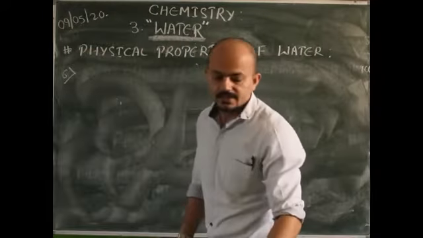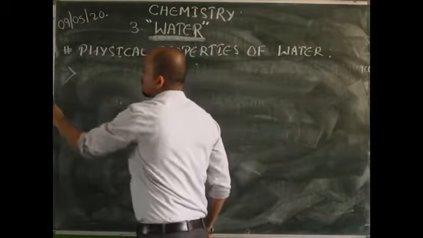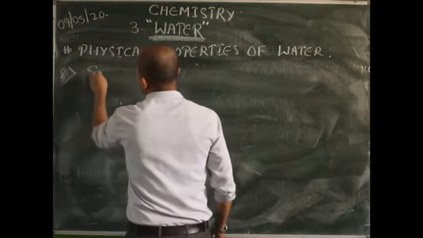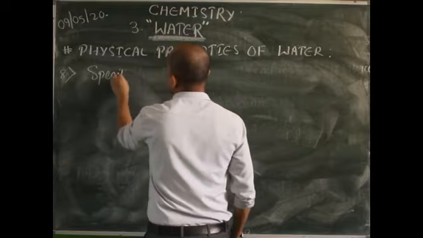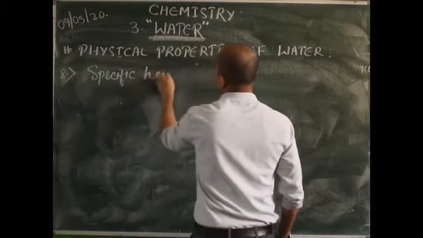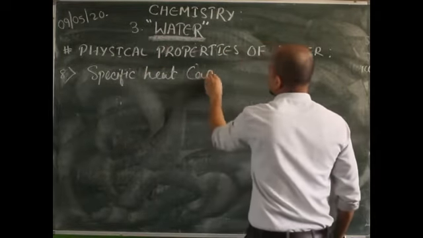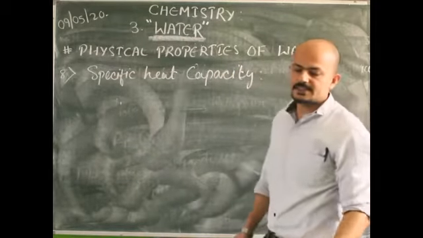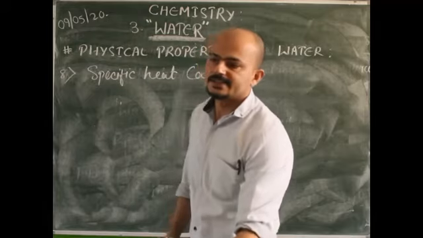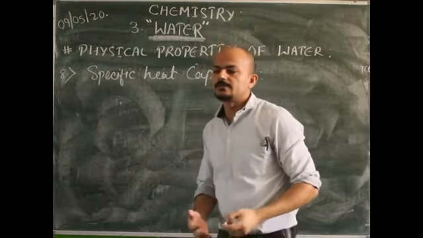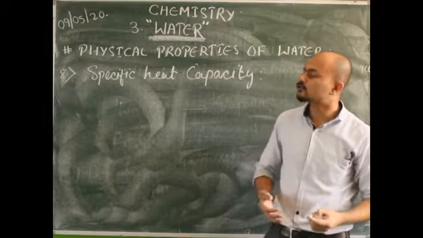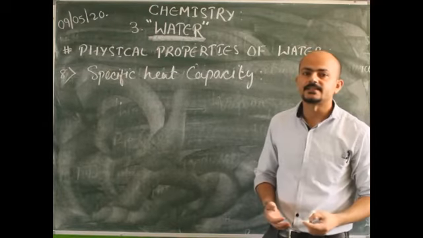And this is the eighth property: specific heat capacity. So what is specific heat capacity? It is the heat absorbed by 1 gram of water when heated through 1 degree centigrade.